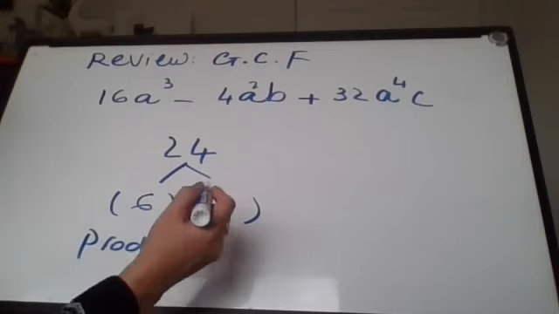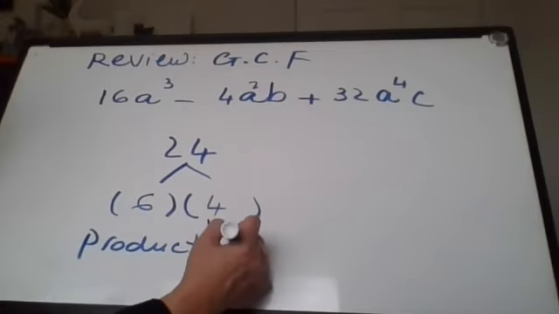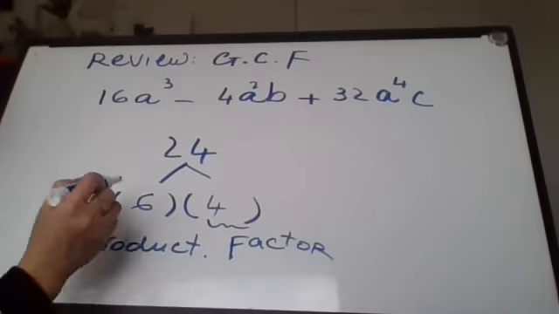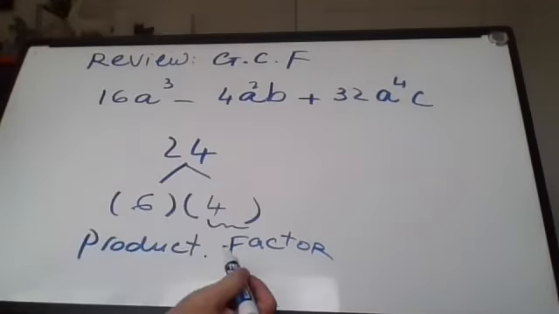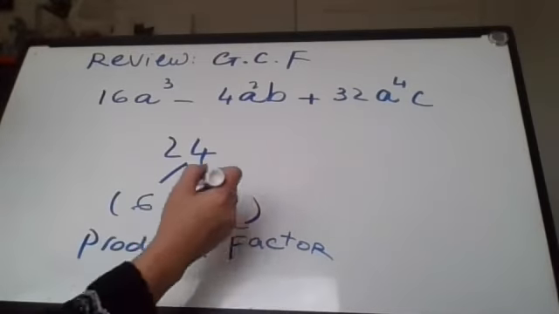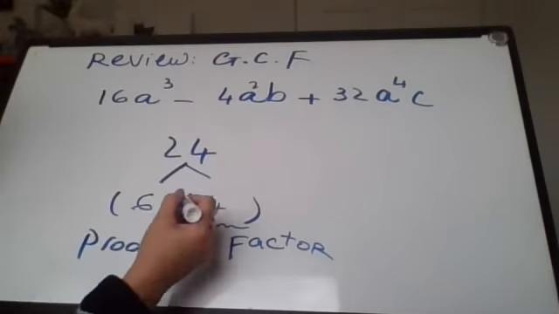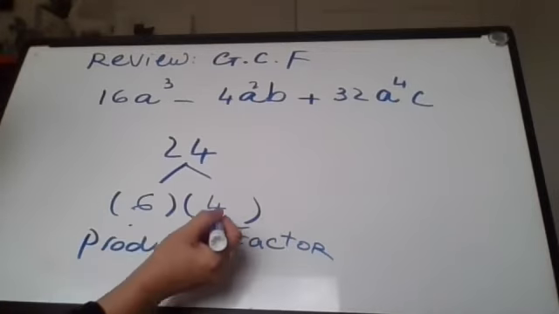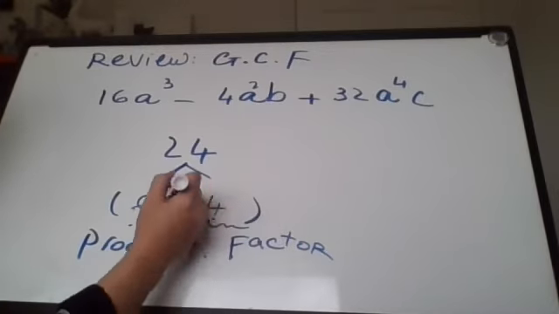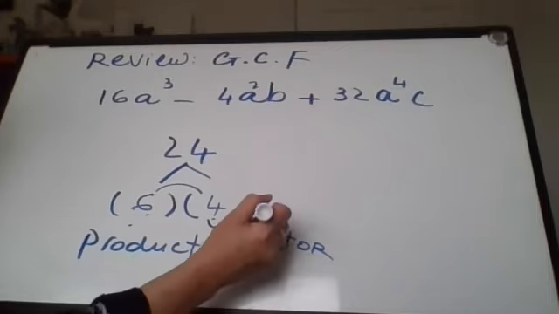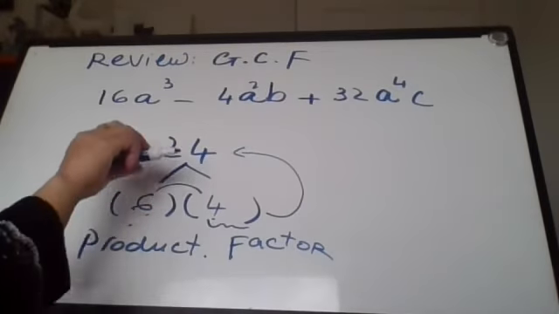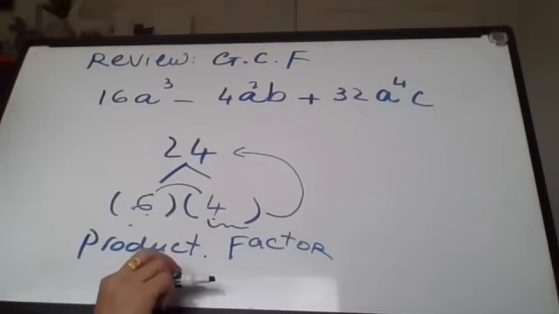Each member like this, we call a factor. So we have a factor 6 and we have a factor 4 in here. We break this number up into 2 brackets in such a way that when we multiply them, we distribute again, we get back to 24. And that is how we factor correctly in elementary.